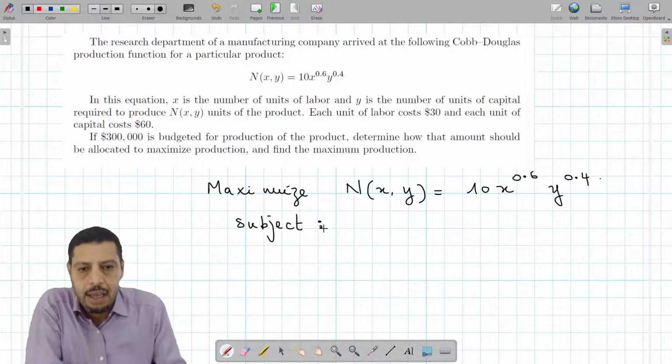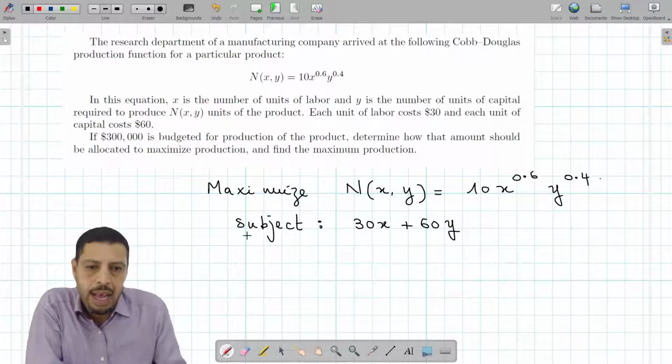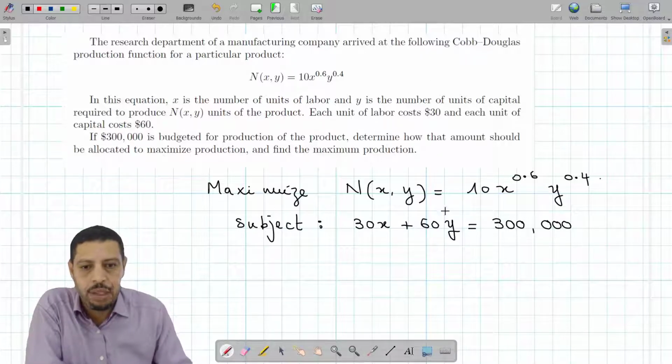Remember that if you produce N, you're going to use x units of labor and y units of capital. Each unit of labor costs $30 and each unit of capital costs $60. So you're going to spend exactly 30x plus 60y dollars. And if the budget is $300,000, so the 30x plus 60y must be equal to the maximum budget, which is $300,000. So this is your constraint. And here you can forget about the text problem and try to solve this.